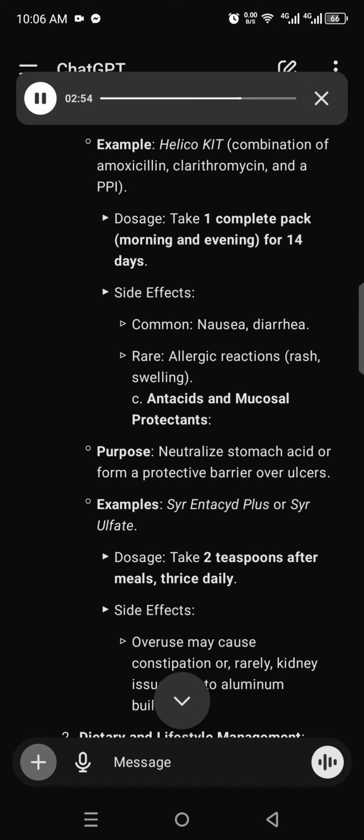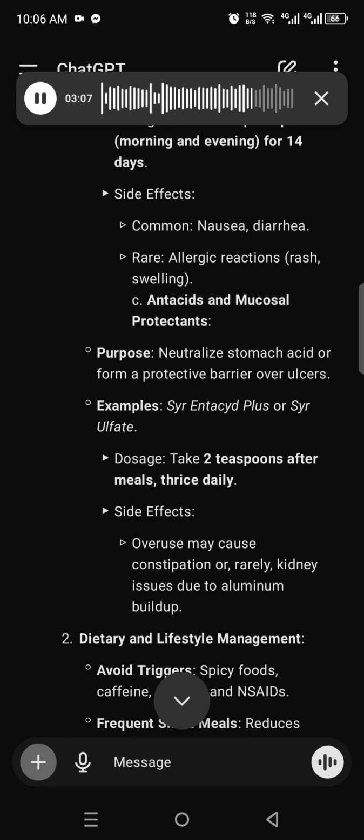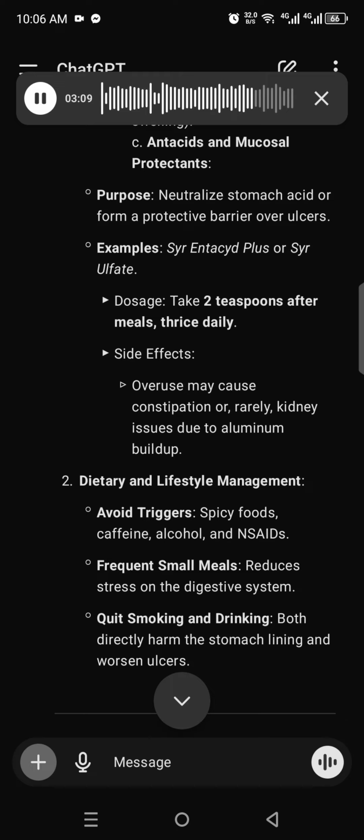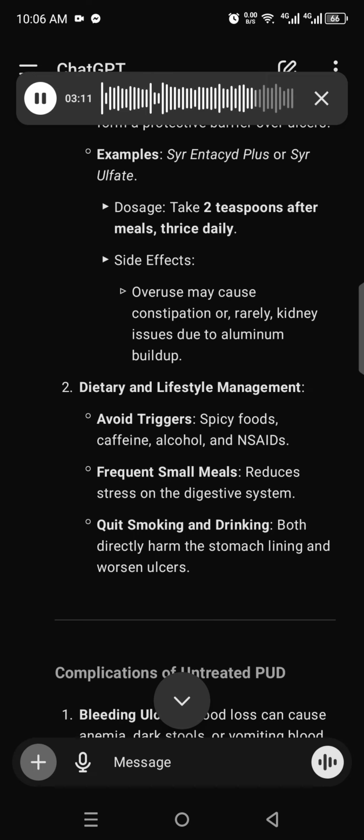C. Antacids and mucosal protectants. Purpose: neutralize stomach acid or form a protective barrier over ulcers. Examples: Sur Antacid Plus or Sur Ulfate. Dosage: take 2 teaspoons after meals thrice daily. Side effects: overuse may cause constipation or, rarely, kidney issues due to aluminum buildup.